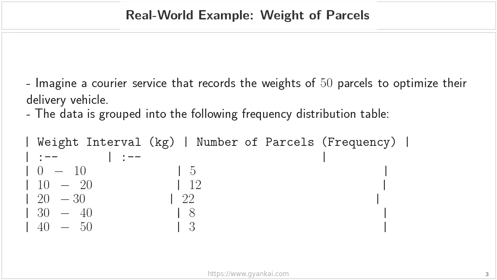As we move down the table, we see the weights of 8 parcels between 30 and 40 kilograms, and 3 parcels between 40 and 50 kilograms. Now, as we move to the next slide, I want you to keep a close eye on that middle row, because that is where the most important information lies for finding our modal class.